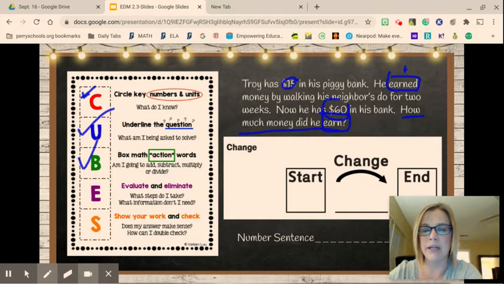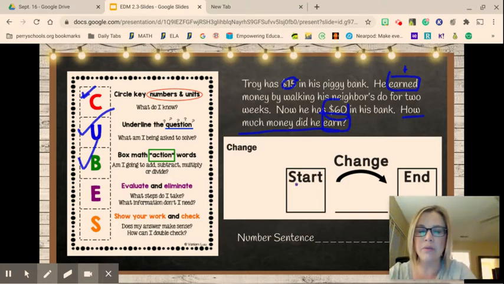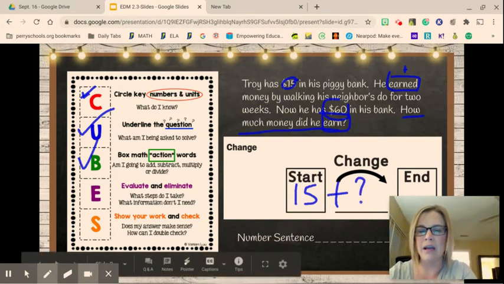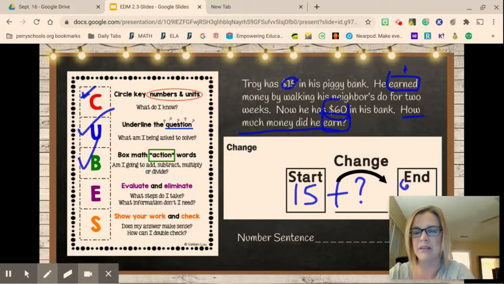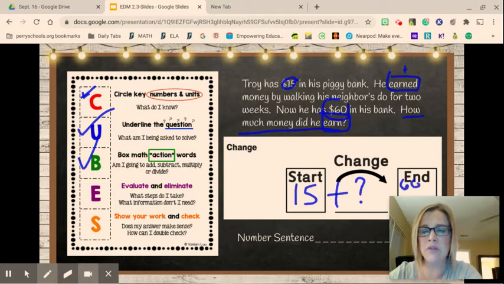I'm going to use my start-change diagram to help me figure out what to do. So he started with $15 and then he earned, and I know that earned means add, but I don't know how much he earned. And then it says he now has $60, so he ended up with $60. If I were to solve this from left to right, I could say 15 plus something equals 60, but I don't know what that something is.